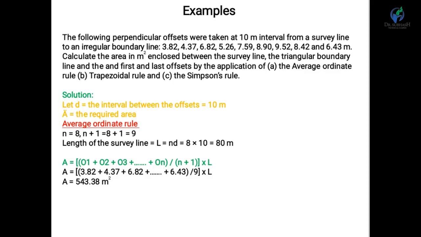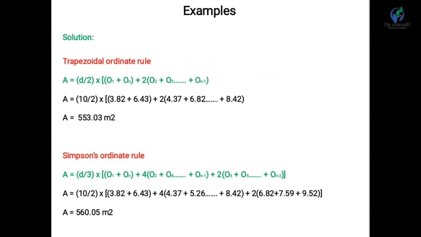Area is equal to 543.38 meter square. Next is the trapezoidal ordinate rule. For the trapezoidal ordinate rule, the formula for area is equal to d by 2 multiplied by the first ordinate plus the last ordinate plus 2 into the remaining ordinates. Now we put the data into our formula and we get the area equal to 553.03 meter square.